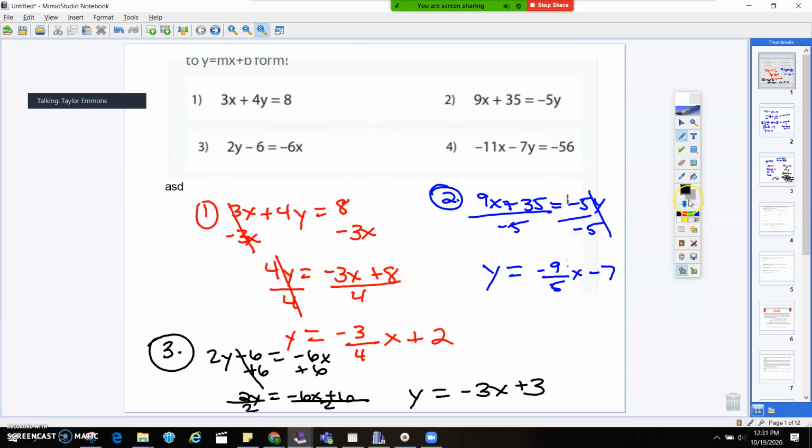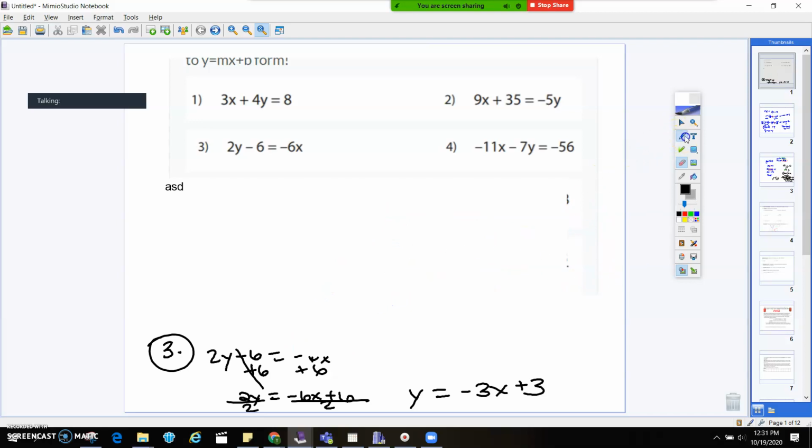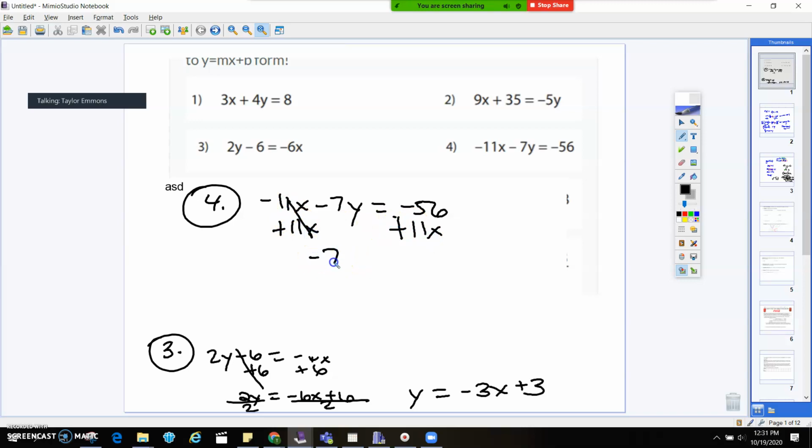All right, number 4. On number 4, we've got negative 11x minus 7y equals negative 56. We're going to add 11x to both sides, and that's going to give me negative 7y equals 11x minus 56. We're going to divide by negative 7 on both sides, and so y is going to equal negative 11/7 x plus 8, because negative 56 divided by negative 7 is positive 8.